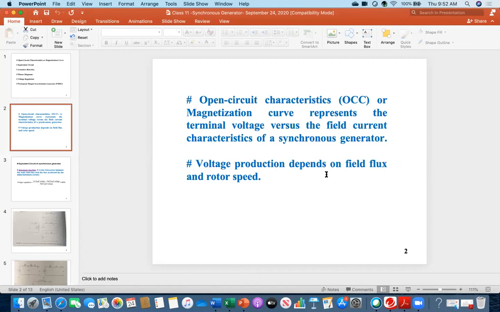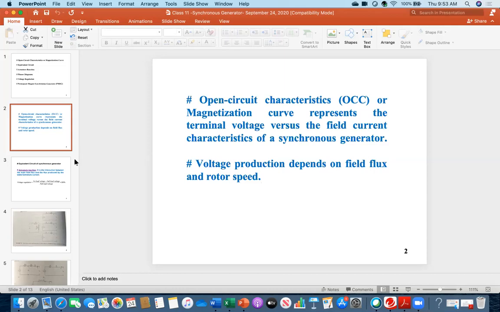Voltage production depends on field flux and rotary speed. Those two are the main things. Of course, the number of coils, frequency, winding factor, and other things are related, but these two are the main factors. This curve assumes that rotary speed is constant because that is coming from the prime mover. We are assuming there is no disturbance on the input side. So voltage production fully depends on the field flux, or in other words, the field current.